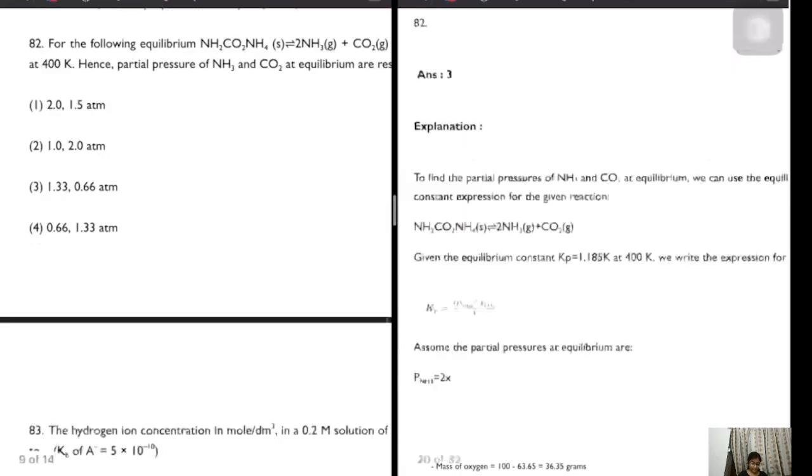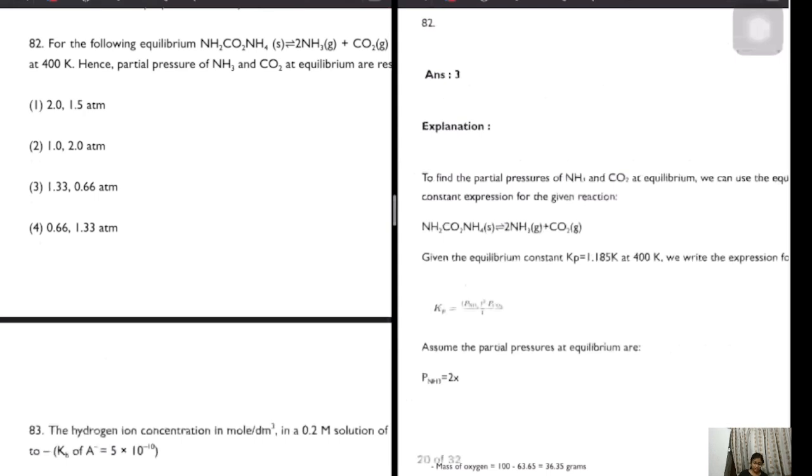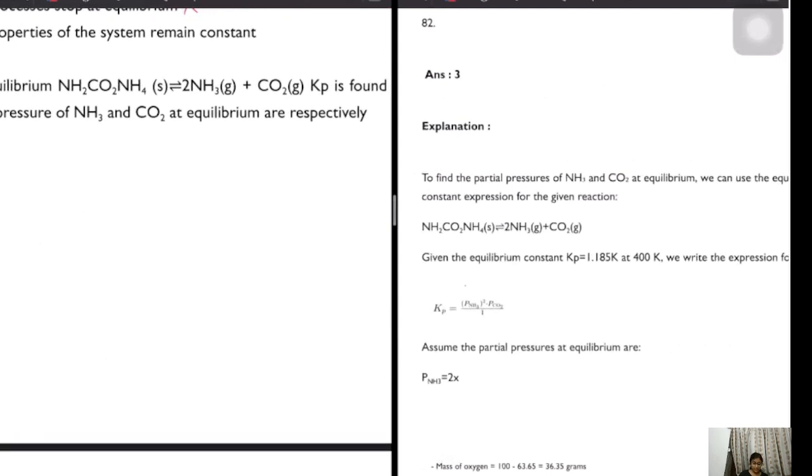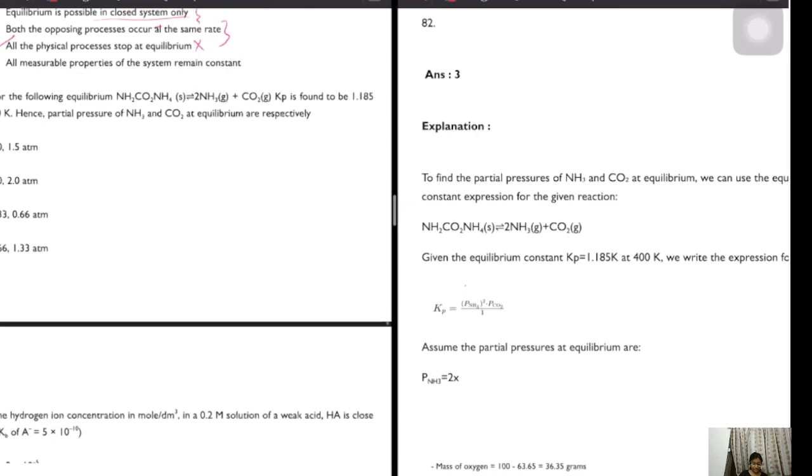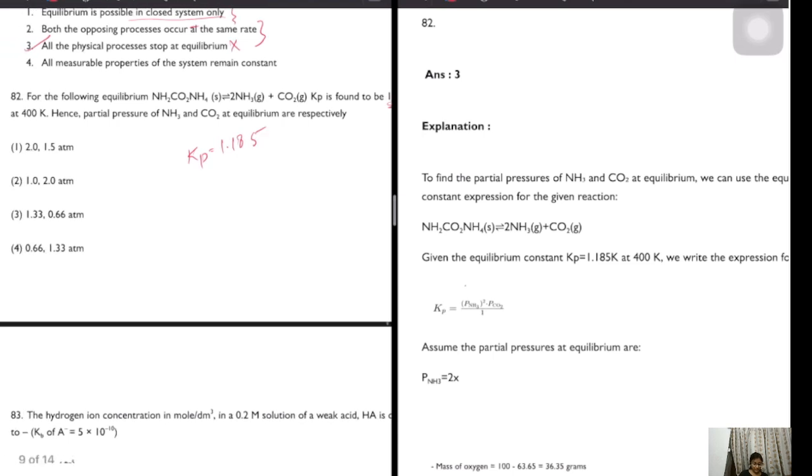Now in the next question, what do we have for the following equilibrium? This is the equilibrium given to us. Kp is found to be 1.185 at 400 Kelvin. Hence, the partial pressures of NH3 and CO2 are asked. How will we solve this?